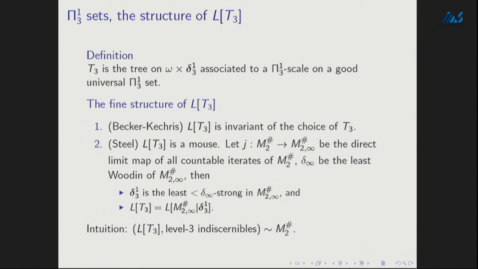So to go higher up, we would like to get an analog of the Martin-Solovay tree, which provides a coding for all the ordinals below u omega. We want to push this level up, and the correct analog will be some kind of indiscernibles for the structure L[T3]. So this is what I call the level 3 indiscernibles of L[T3]. And this will be effectively equivalent to M2 sharp, which is the least mouse with a sharp and 2 Woodin cardinals.